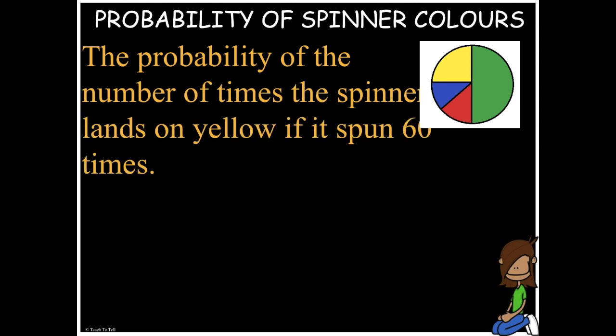The number of times the spinner lands on yellow if it is spun 60 times. So we know that the total number of outcomes for one spin will always remain the same. And we know that we have 2 out of 8 or 1 out of 4 chances of it being on yellow. So you can multiply it by 60.